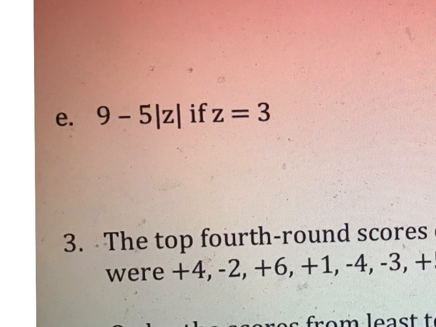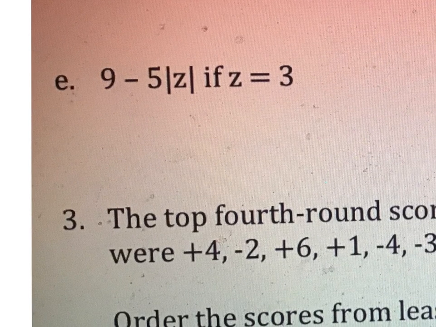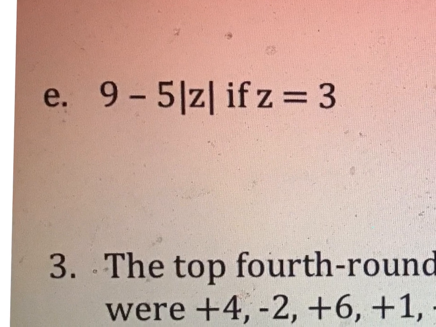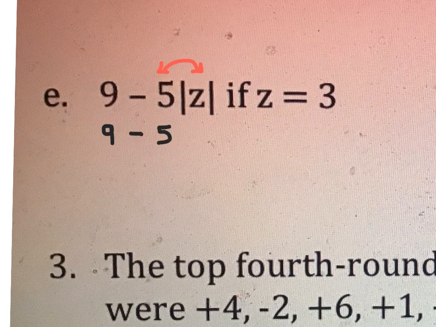For our last two examples, I would like to show you one example where we need to do 2 steps to solve the problem. And then the last one is where we will order our integers from least to greatest. So for letter E, it says 9 minus 5, absolute value of z. Now we read this as 5 times the absolute value of z. If there is nothing between a number and a variable, that means to multiply. So I could easily rewrite this as 9 minus 5 times the absolute value of z.